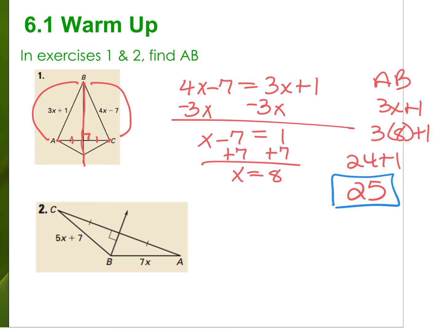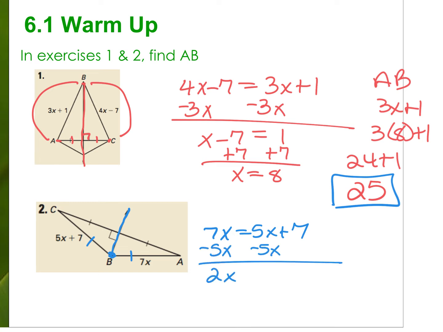I'm doing exactly the same thing on number 2. The picture is just flipped upside down. But again, this is still the perpendicular bisector. So I still know that point B is equidistant from the endpoints A and C. So again, I'm going to set the 2 expressions equal to each other. 7x equals 5x plus 7. Subtract 5.